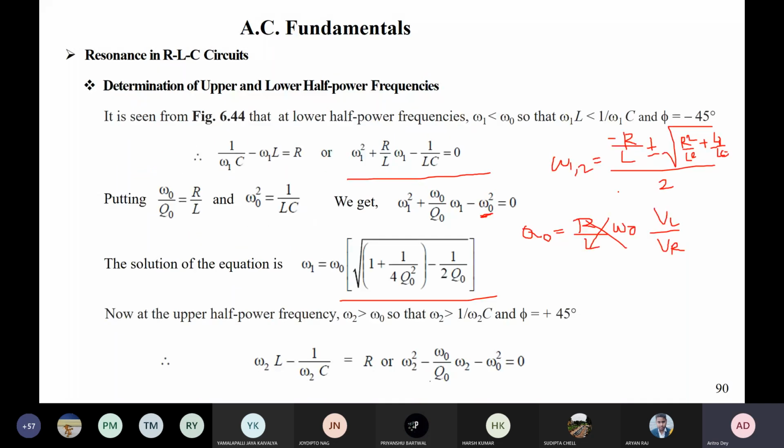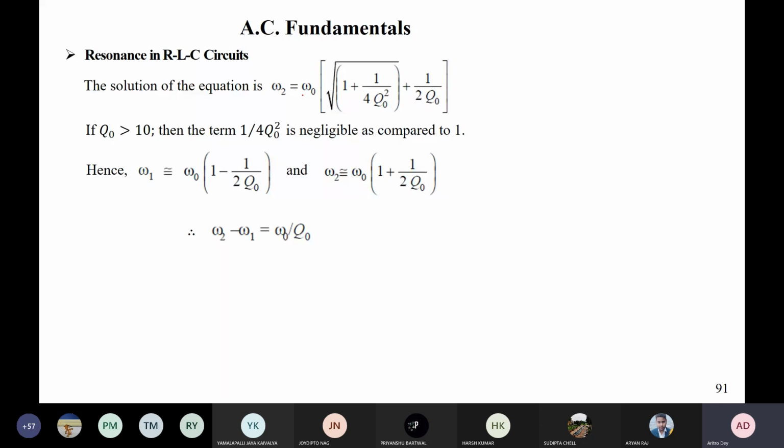There is another solution. When we take minus, we get this omega 1, the lower frequency, and when you take plus, this is higher than the resonant frequency. So if the quality factor Q0 is greater than 10, then the term 1 by 4 Q0 square is negligible as compared to 1, because this will be 1 by 4 into 400. If you ignore this, you get omega 1 and omega 2 as your half power frequencies, and omega 2 minus omega 1 is actually this. So delta omega is equal to omega 0 by your quality factor Q0.